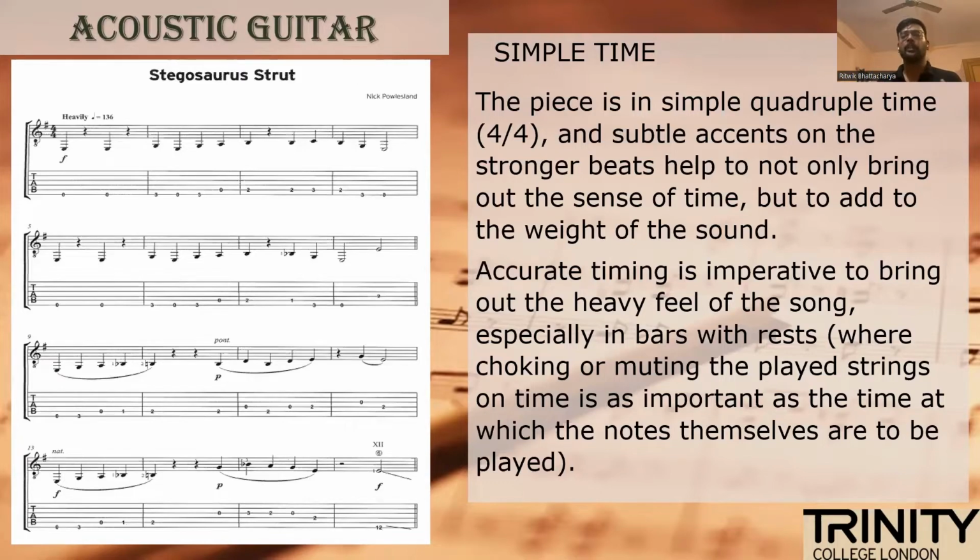The second thing is, in a piece like this, timing is extremely important. Accurate timing is imperative to bring out the heavy feel of the song, especially in bars with rests. You can see bars 1, 3, 5, 7, pretty much every odd bar has a rest in it. And it's important for the candidate to be aware of the time, to count the time accurately, to mute the strings when they're not required to be ringing out. So this brings out techniques like reading the rests, knowing exactly where they are. It helps bring out the sense of the piece.